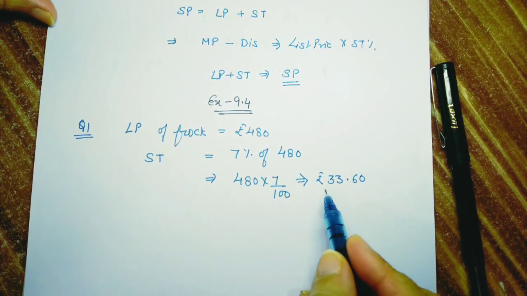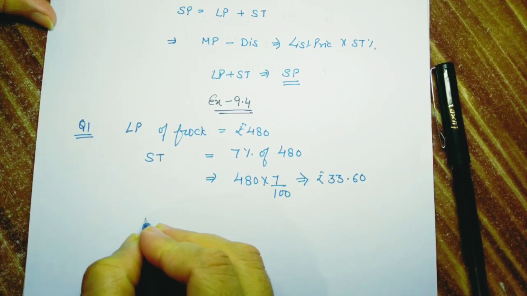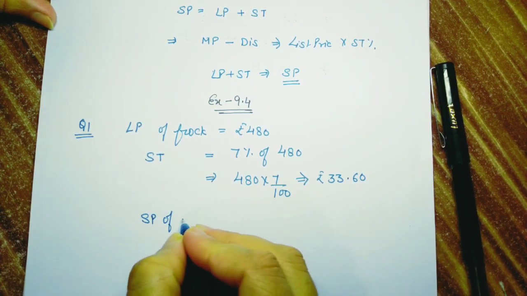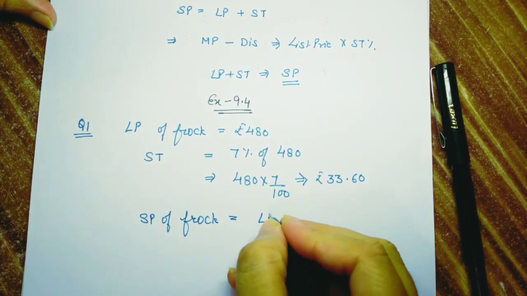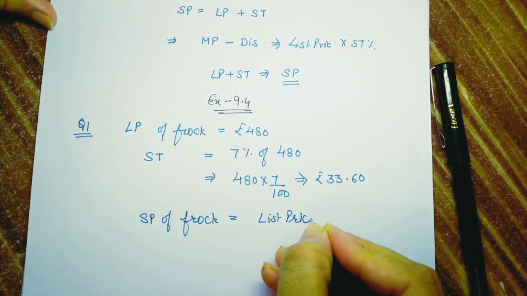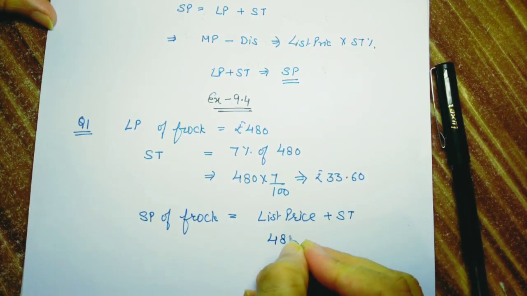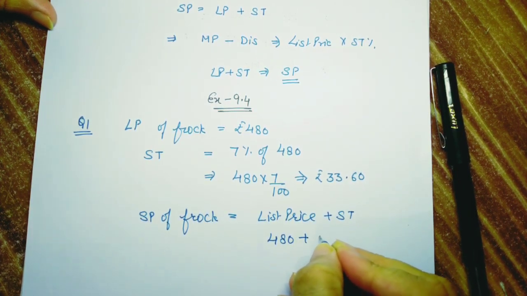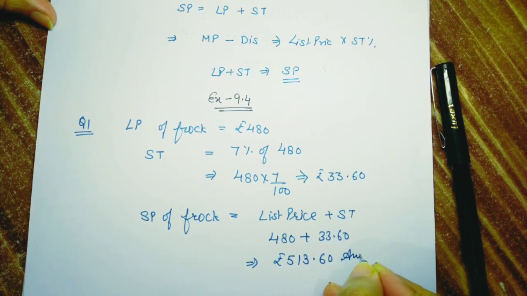Okay students, and this amount we add to the list price. To find the SP of the frock, the selling price of the frock paid by the customer, students, list price plus sales tax. So list price is here rupees 480, plus rupees 33.60, and from the addition we get rupees 513.60. This is the final amount that is paid by the customer.